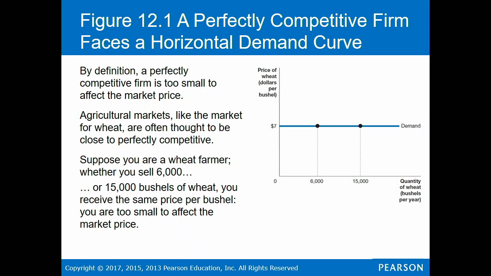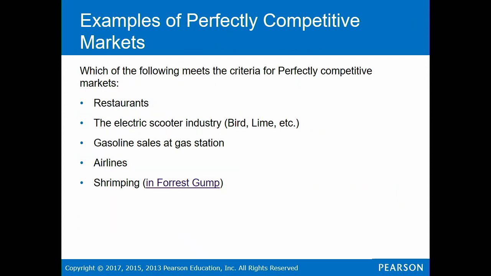Because we have this flat demand curve instead of a downward sloping demand curve, it makes this model a lot easier to work with. Makes it very simple. Any questions so far? All right.